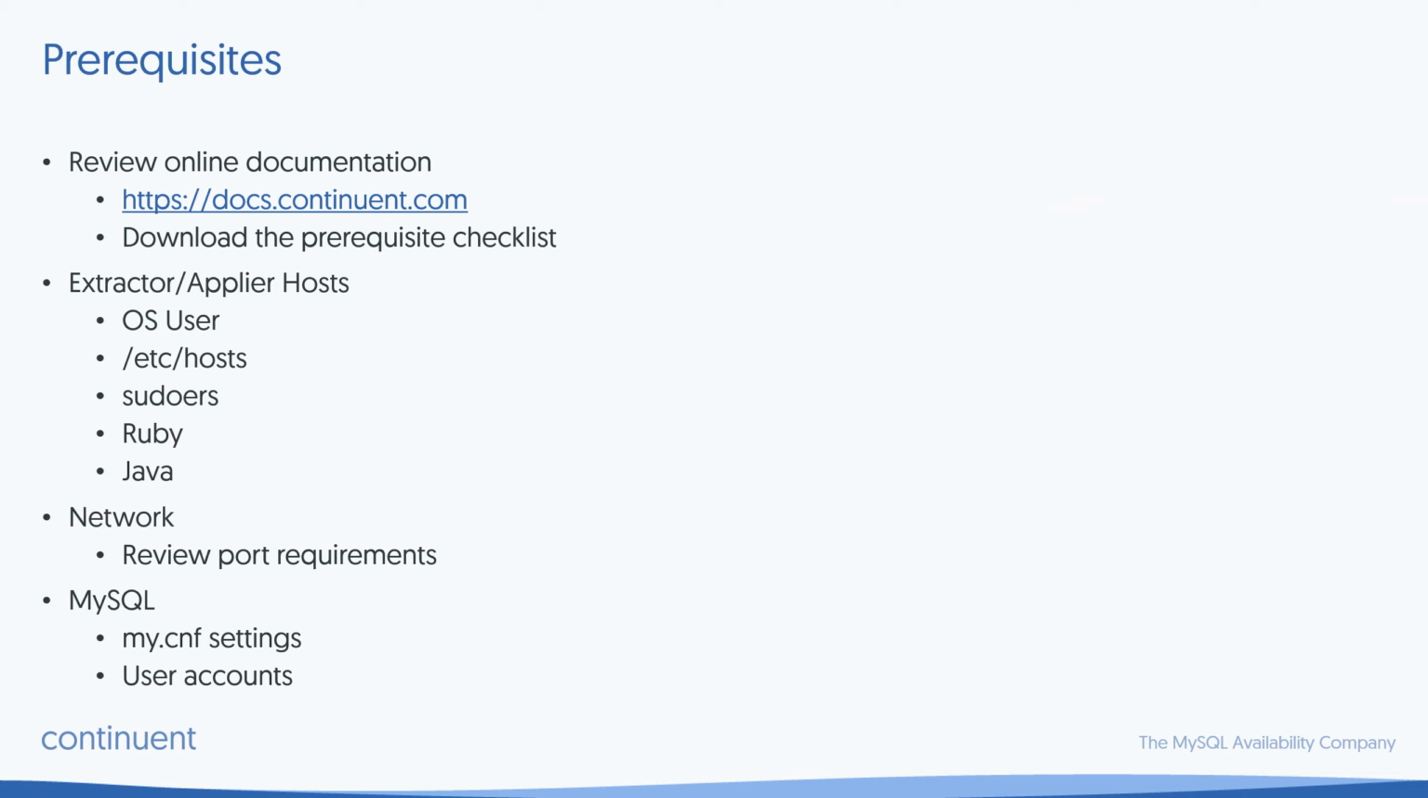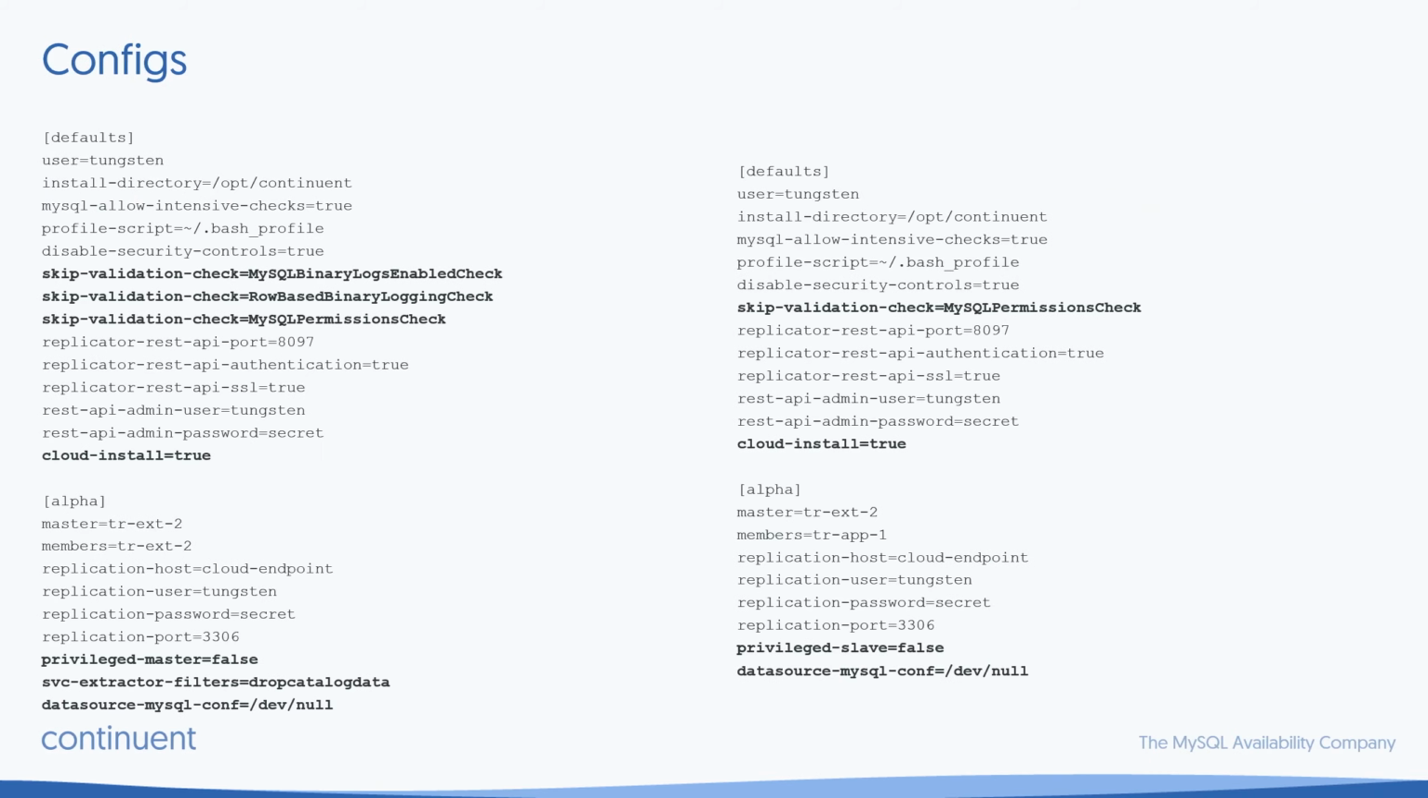Obviously, you need binary logging enabled in your source database, user accounts set up, all those kinds of things. But all of that is outlined in our documentation at docs.continuant.com. So how does this look in terms of a configuration? Well, these are two sample config files from an extractor and an applier.